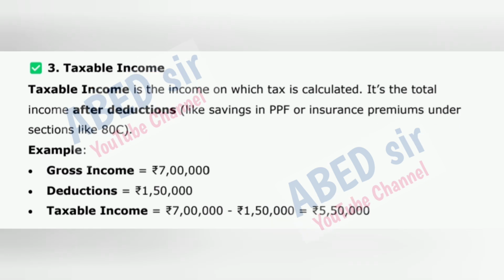3. Taxable income. Taxable income is the income on which tax is calculated. It's the total income after deductions, like savings in PPF or insurance premiums under sections like 80C. Example: gross income is equal to 7 lakhs rupees. Deductions is equal to 1,50,000 rupees. Taxable income is equal to 7 lakhs rupees minus 1,50,000 rupees, which is equal to 5,50,000 rupees.